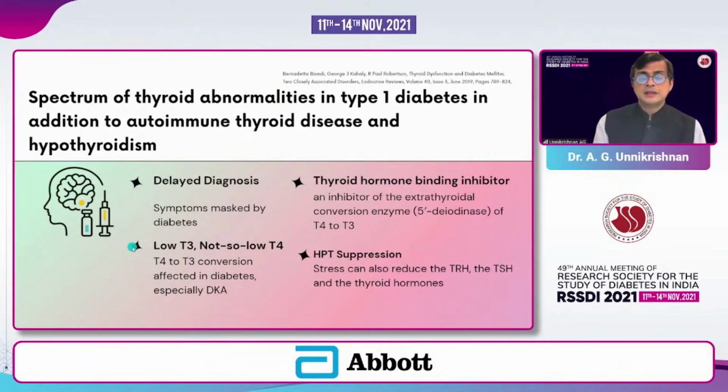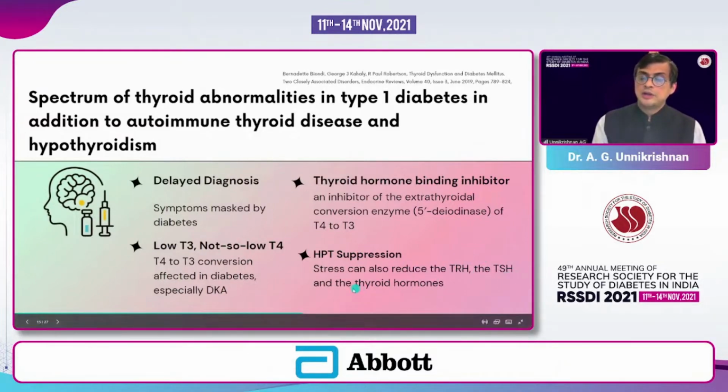Second thing is, in severe hyperglycemia, there may be a defect in the T4 to T3 conversion. So you may have a low T3 and a not so low T4. The third is in type 1 diabetes, some authors have postulated that there is an unknown thyroid hormone binding inhibitor which may inhibit the deiodinase that converts T4 to T3. Finally, as I said, very severe hyperglycemia can suppress the hypothalamus, suppressing TRH, suppress the TSH, and also suppress the thyroid hormone, so all can be low as in this case.